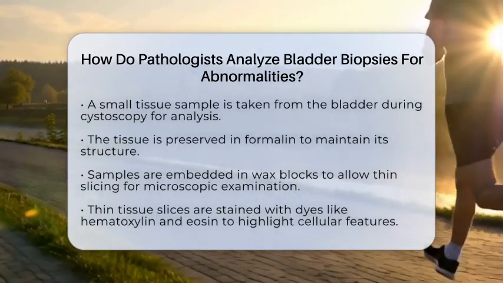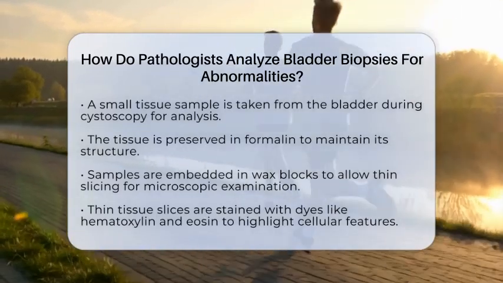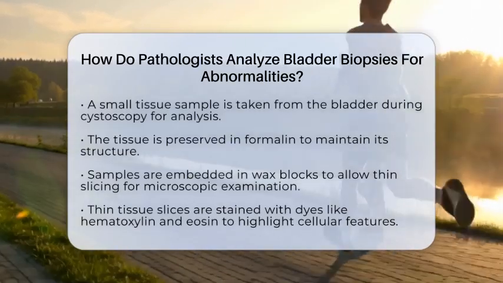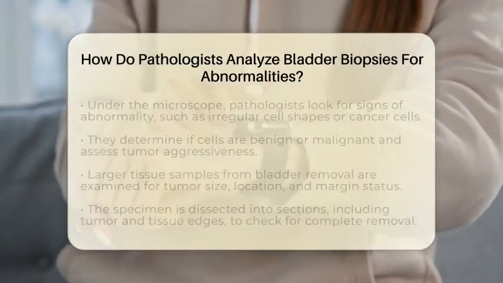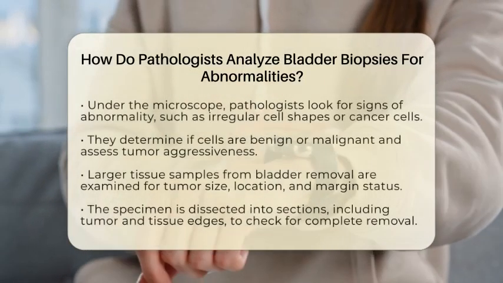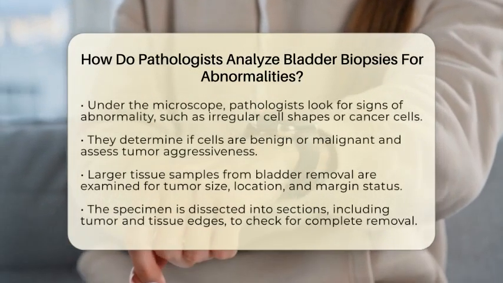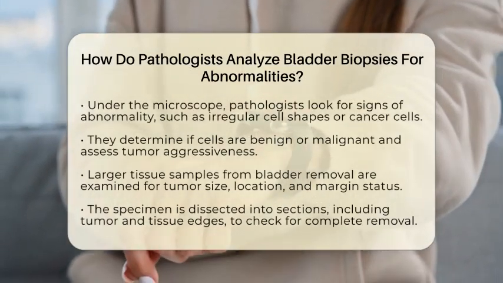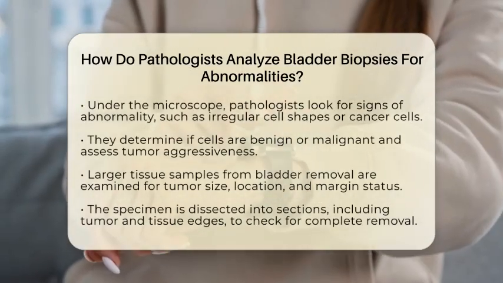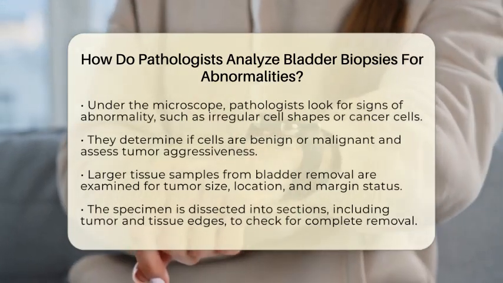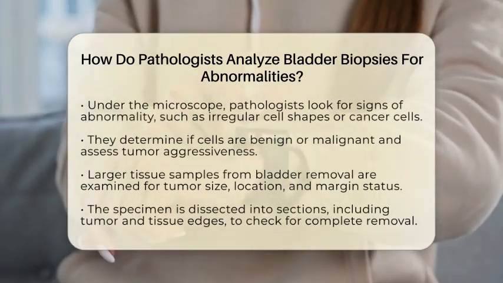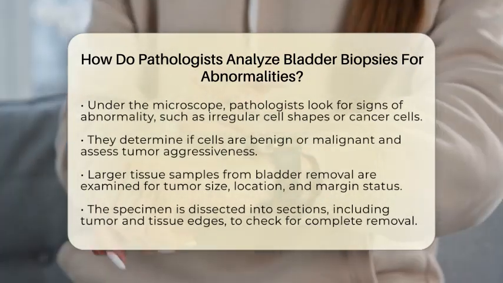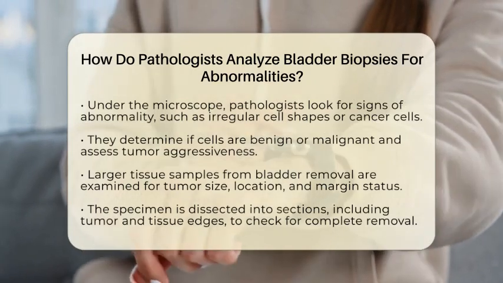Under the microscope, the pathologist looks for signs of abnormality, such as irregular cell shapes, unusual growth patterns, or the presence of cancer cells. They assess whether the cells look benign or malignant, and if malignant, how aggressive the tumor might be. In cases where larger tissue samples are available, such as after bladder removal surgery, the pathologist first examines the specimen with the naked eye to note the tumor's size, location, and whether it reaches the edges of the tissue.